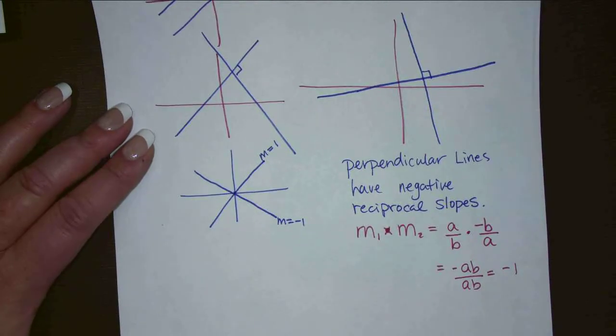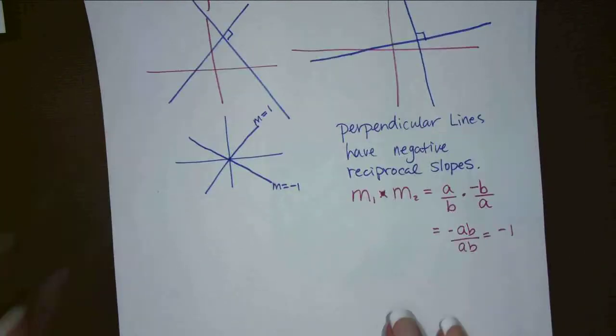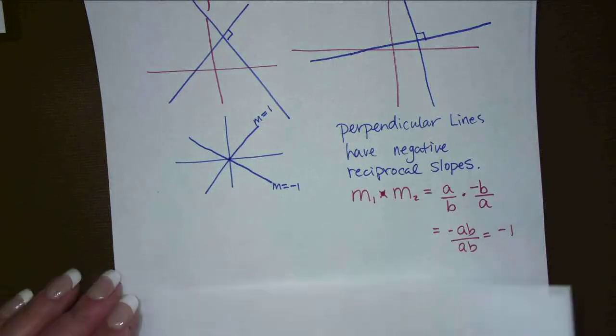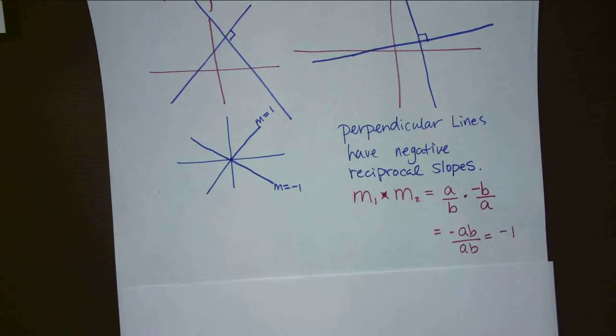Okay, so let's look at some examples and see what these slopes look like. So back to the same idea, find the equation of the line.